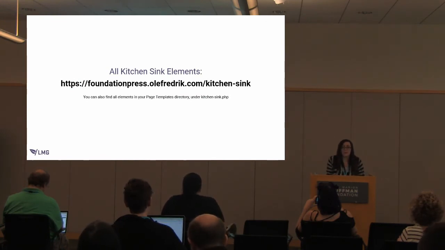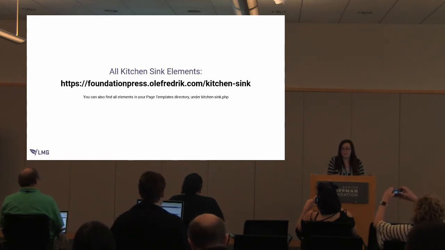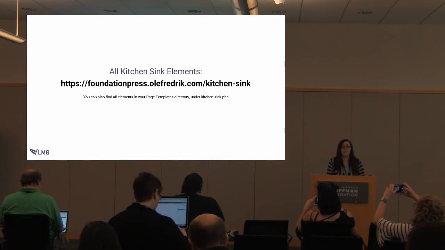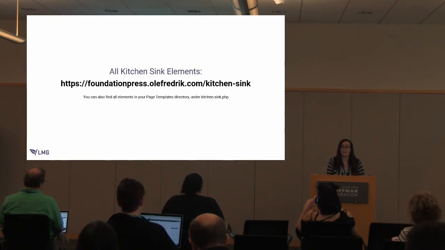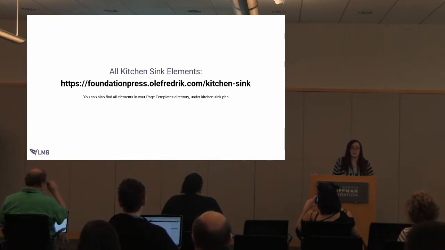There's also a whole list of all of them within your FoundationPress theme. Under the Page Templates directory, you'll see a file called kitchensink.php. What you can do is copy and paste from that file and add it wherever you'd like on your website, and then customize it as you need.